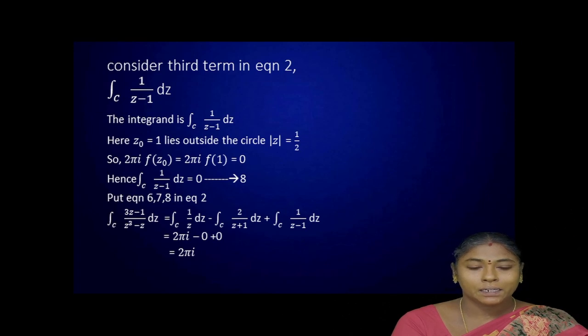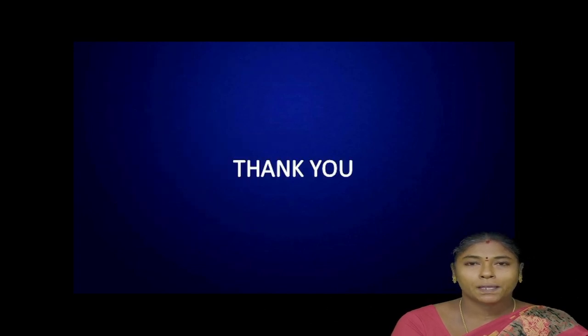So finally, the integral over C of f of z dz will be equal to 2 pi I minus 0 plus 0, which yields the answer as 2 pi I. Thank you.